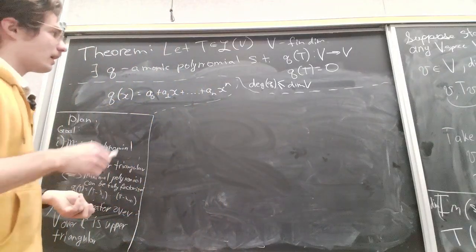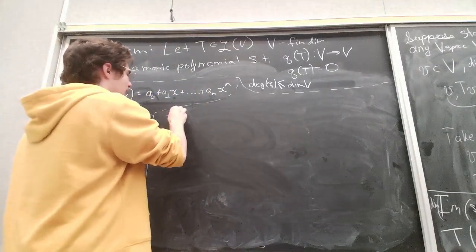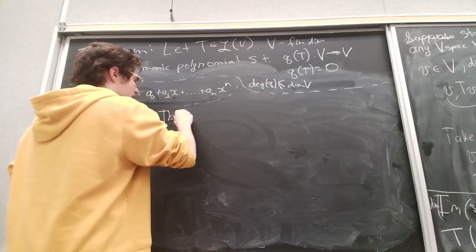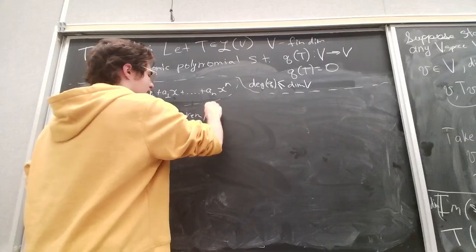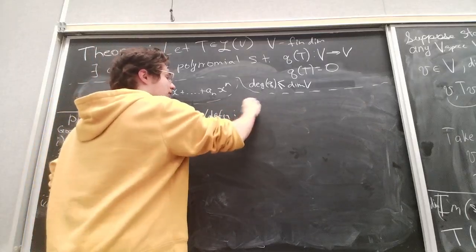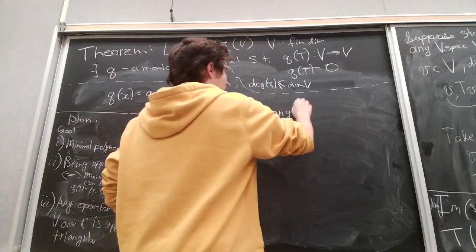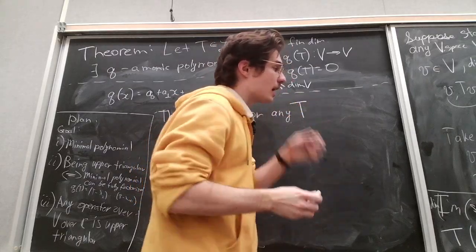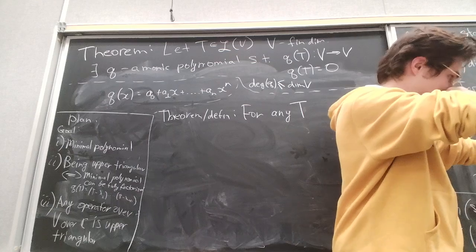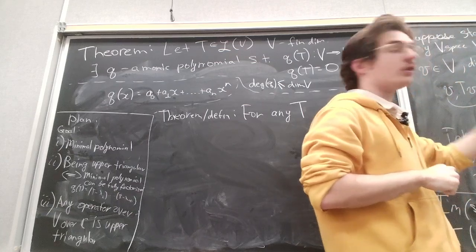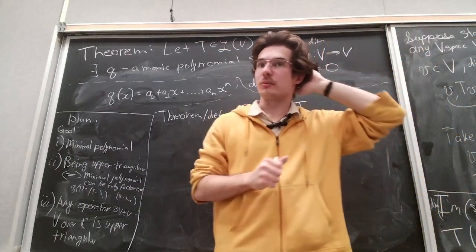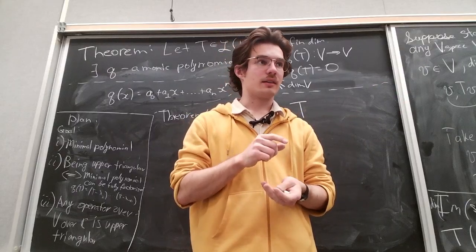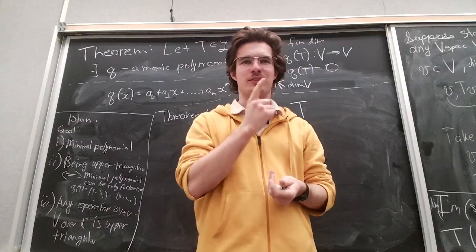We've achieved that. Now the next statement, theorem slash definition. For any t of... Before I go into this, where did you encounter a polynomial like this in 240? You did talk about a polynomial like this. I'll give you one more moment. If no one answers, you can answer.